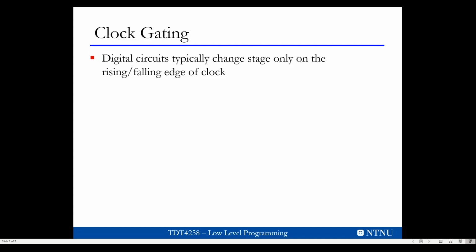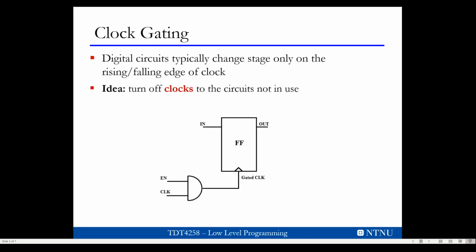So first, clock gating. In the previous video, we saw that digital circuits change their state only when the clock is active. That means usually either on the rising or the falling edge of the clock. The idea of clock gating is that if a circuit is not in use, that means we are not doing anything useful with the circuit, just disable the clock to that part of the circuit. And this is how we can do that.